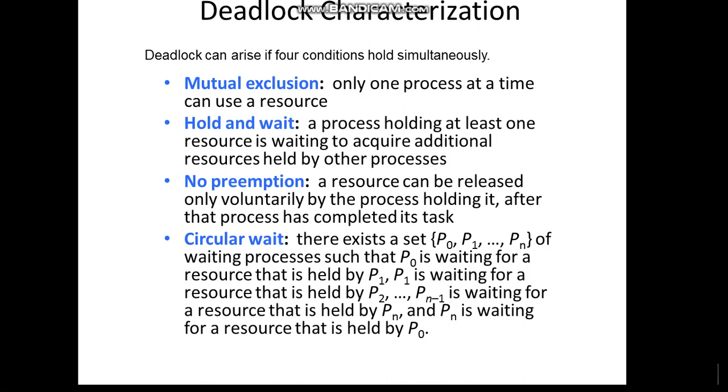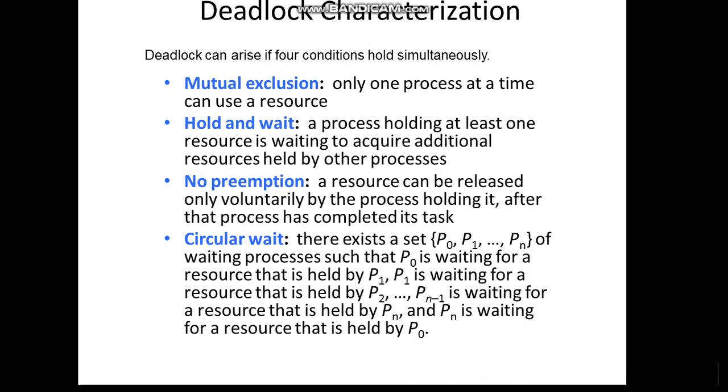This is one of the important parts of deadlock. Deadlock characteristics, or which are the four conditions that, when they hold simultaneously, lead to a deadlock. So those four characteristics are mutual exclusion, hold and wait, no preemption, and circular wait. Let us see one by one.